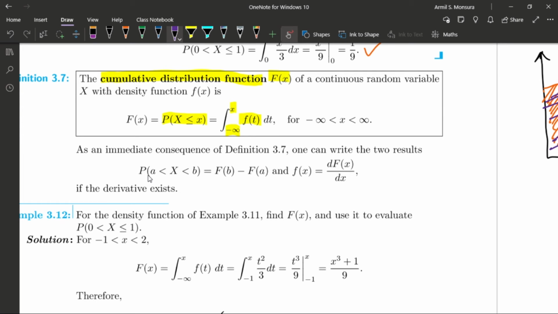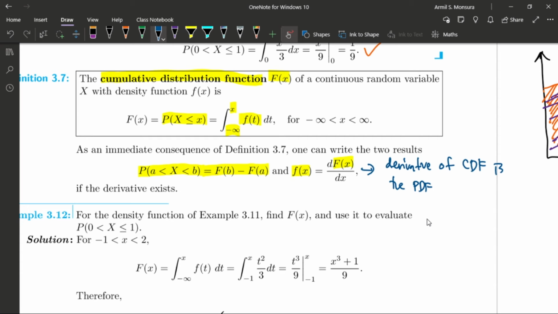But here, it would be useful later on sa evaluation natin to know that the probability of your x assuming values greater than a and less than b is equal to the value of your cumulative distribution function at b minus the value of your cumulative distribution function at a. And that the derivative of your cumulative distribution function is your probability distribution function or probability density function. So, ito, sinasabi nito is that the derivative of cumulative distribution function is the PDF.